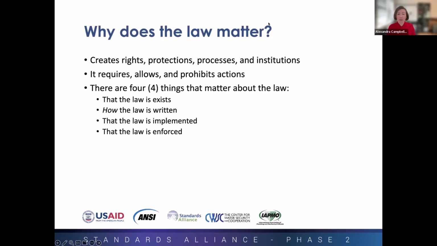It creates other protections like the right to a clean and healthy environment, or a prohibition on polluting the environment or discharging harmful contamination. It creates certain processes, so it would create a process to get a permit or an appeals process if your permit is denied. And then it also creates these institutions. So it creates the Ministry of Water Resources and Sanitation. It creates the agencies that are responsible for actually implementing these laws and ensuring that they're not only implemented, but enforced. So law plays this critical role in creating that foundation for action.